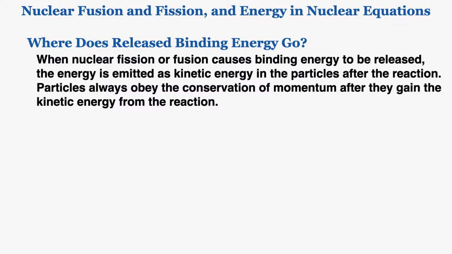When nuclear fission or fusion causes binding energy to be released, the energy is emitted as kinetic energy in the particles after the reaction. Particles always obey the conservation of momentum after they gain the kinetic energy from the reaction. So I'm going to talk about this more in a moment. I'm just going to do some example problems first involving fission, fusion, and binding energy.